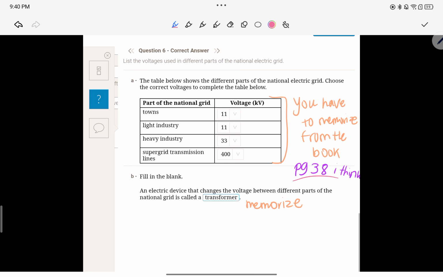The first one is 11. In towns, it's 11. Light industry, it's 11. Heavy industry, it's 33. In super grid transmission, it's 400. You have to know this by heart. And there are others too. I would like to tell you guys to study them from the book.